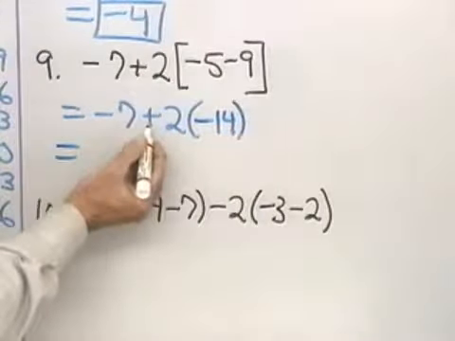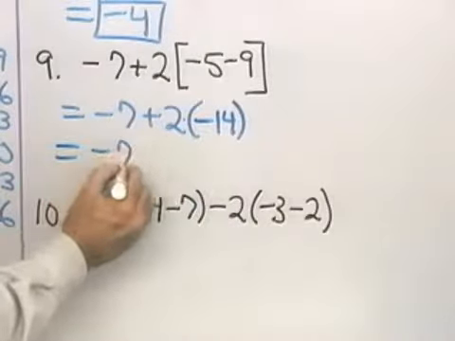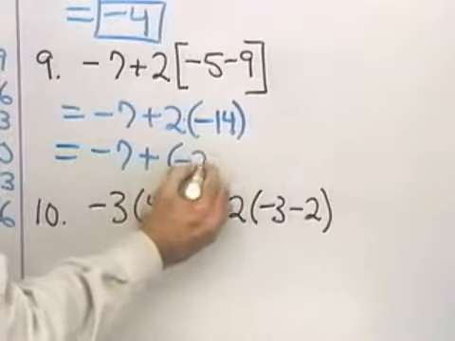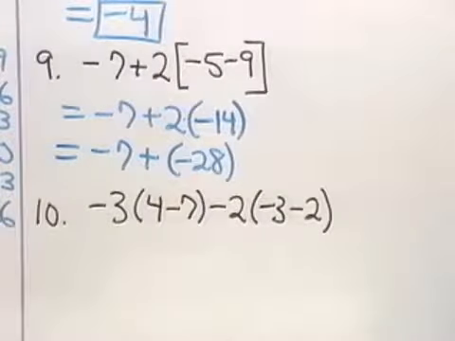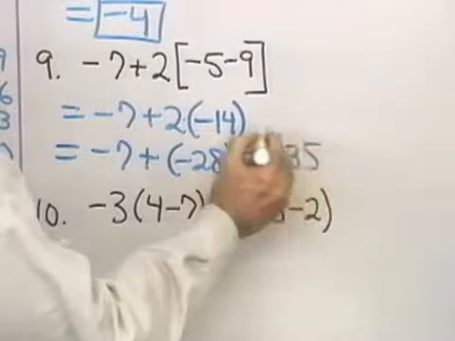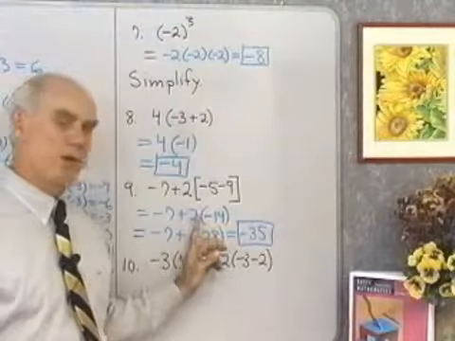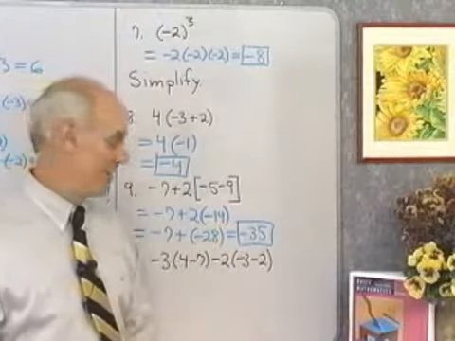Now I continue here. I have addition and multiplication. I want to multiply before I add. Negative 7 plus negative 28. And negative 7 plus negative 28 is negative 35 when I add. So there's a combination of subtraction, multiplication, and addition with positive and negative numbers.